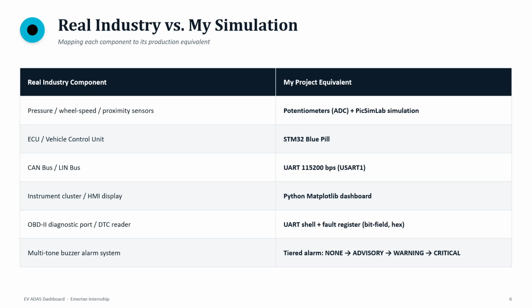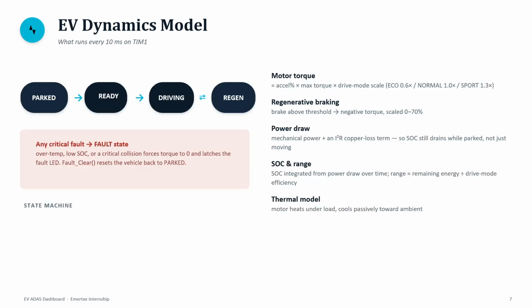And so, compared to real industry, just a few differences. Instead of the ECU or vehicle control unit, we use the STM32 Blue Pill for the simulation. Instead of actual sensors and proximity sensors, we use potentiometers to simulate them. Instead of CAN or LIN bus, we use UART. And instead of a multi-tone buzzer alarm system, I use the tiered alarm from none to advisory, warning, and critical.